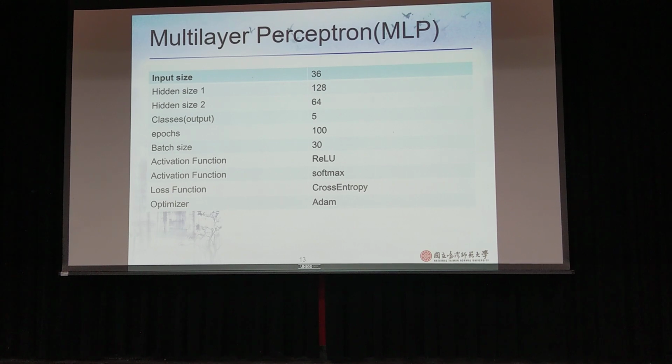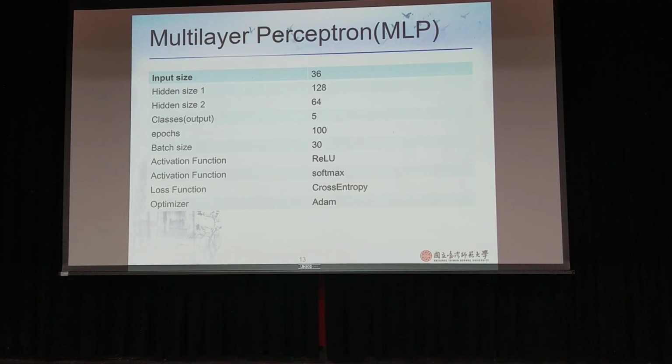My input layer is 36 because of the coordinates of 18 key points, and then the two hidden layers have 128 and 64 neurons respectively. Both of them use the ReLU activation function.